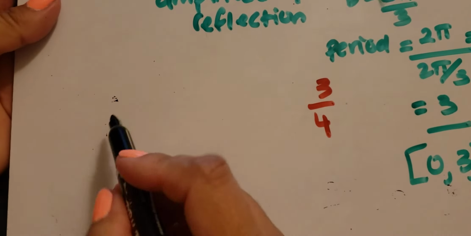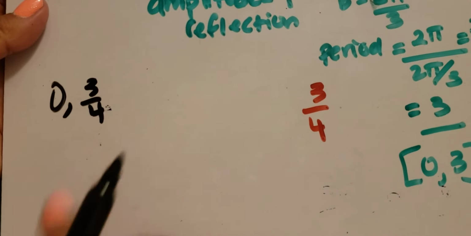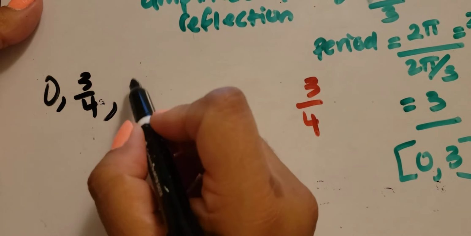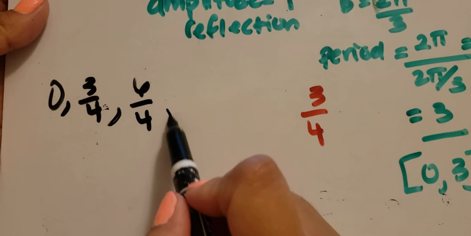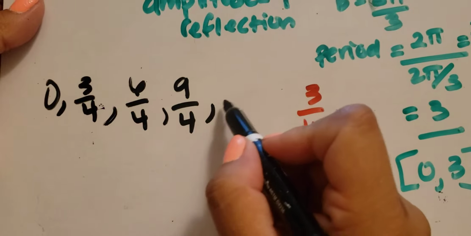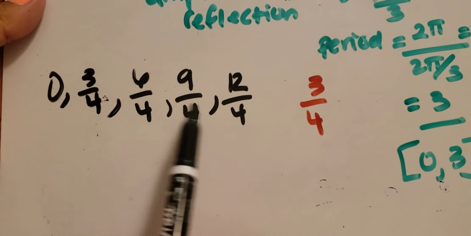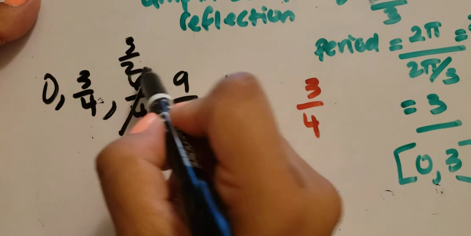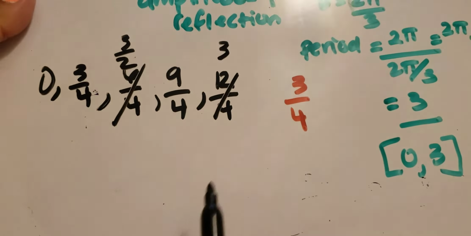So here we go. We're going to start with 0. Then we're going to add 3/4, so our next value is 3/4. And then we add 3/4 to that, so that'll be 6 over 4. Then we add 3/4, and that'll be 9 over 4. Then we add 3/4, and that'll be 12 over 4. Well, these two values can simplify. This can simplify to 3 over 2, and this can simplify to 3. So that's a full period, okay?